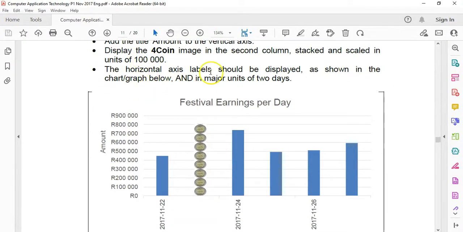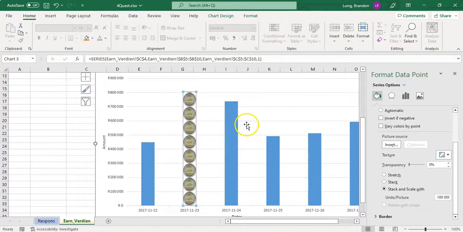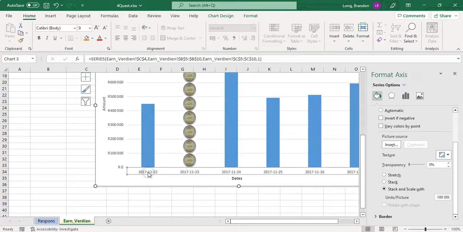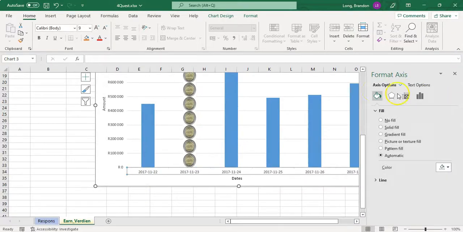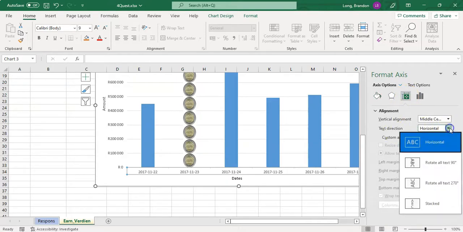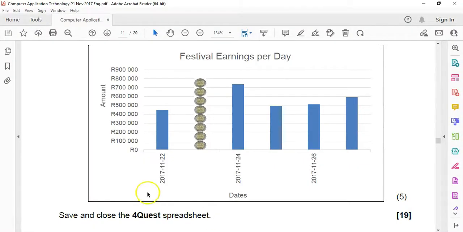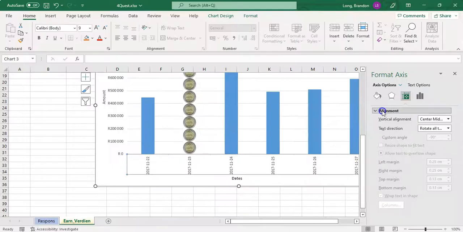Now our horizontal axis labels must look like that and must be displayed as shown in the chart, in major units every 2 days. So let's look at it. Okay. At the moment, they are not horizontal. So I'm going to click on them and you'll see automatically I'm at the chart axis options over here, format axis. I'm going to look at their size and properties and the text direction. I'm going to specify that it goes that way. Let's see, is that the direction? Yes, there we go. So that's correct.